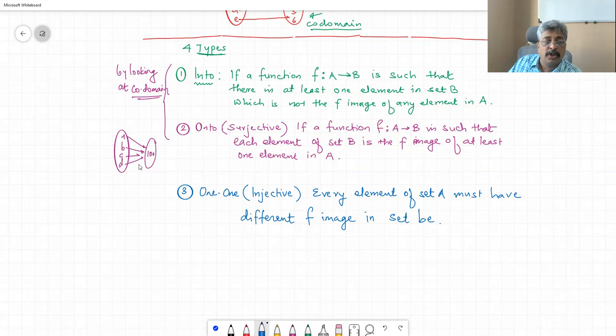Okay, so this particular diagram is not acceptable in this. Every element of set A must have a different image in set B. Okay, and the fourth one is many one.